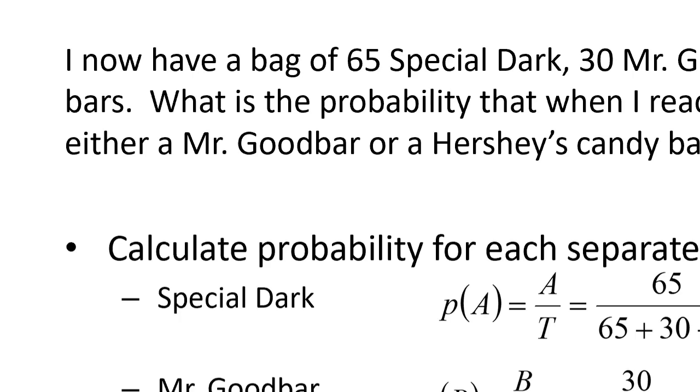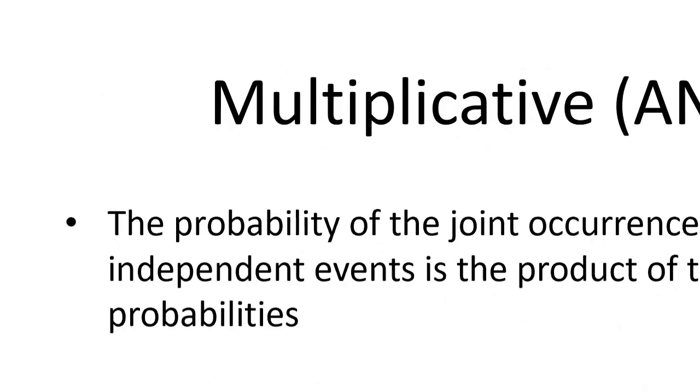So to determine the probability, on one trial, of choosing a Mr. Goodbar or Hershey's, we simply add the two probabilities together, which gives us 0.35. Right? So 0.35 probability of choosing a Mr. Goodbar or Hershey's on one trial. Right? So that's how we would apply the additive or OR rule of probability.